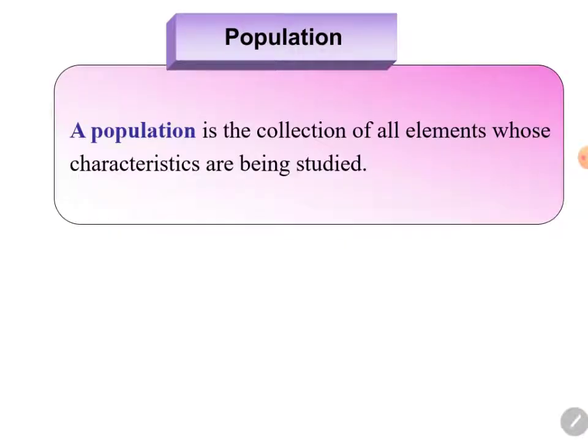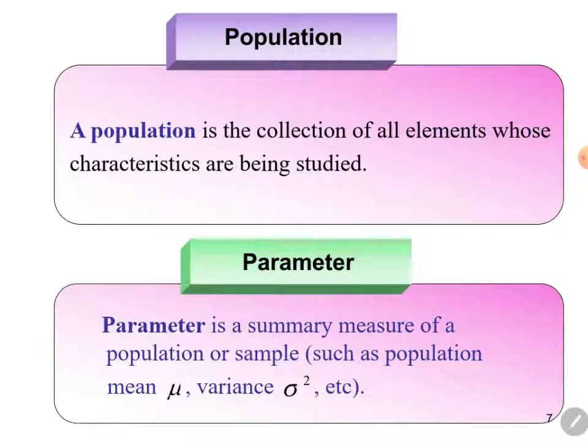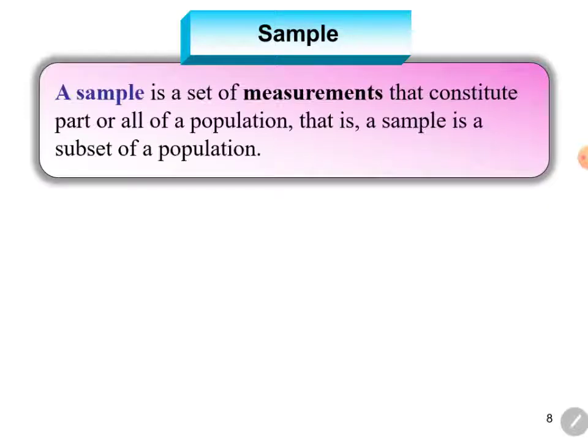So these are the terms that we need to understand before using statistics. A population is a collection of all elements whose characteristics are being studied. Okay, so it collects all the elements we need for the field. And parameter. Parameter is a summary measure of a population or sample, such as population mean, variance, and so on. Sample. Sample is a set of measurements that constitute part or all of the population. That is, a sample is a subset of the population. So we take a sample to represent the population.